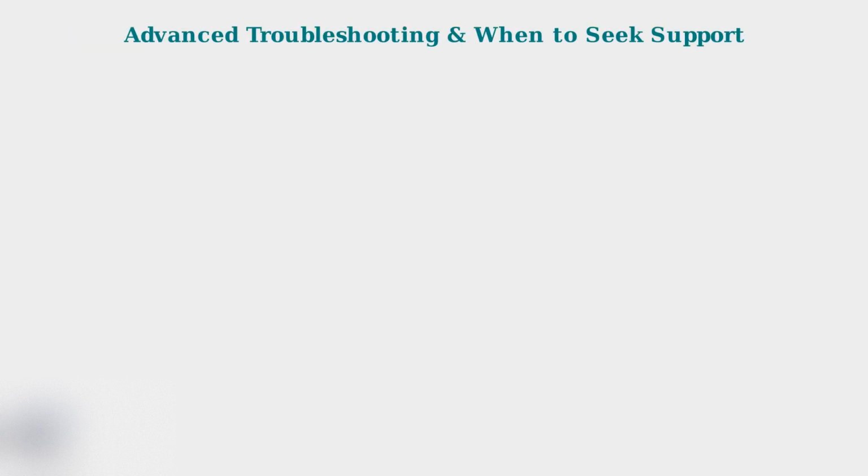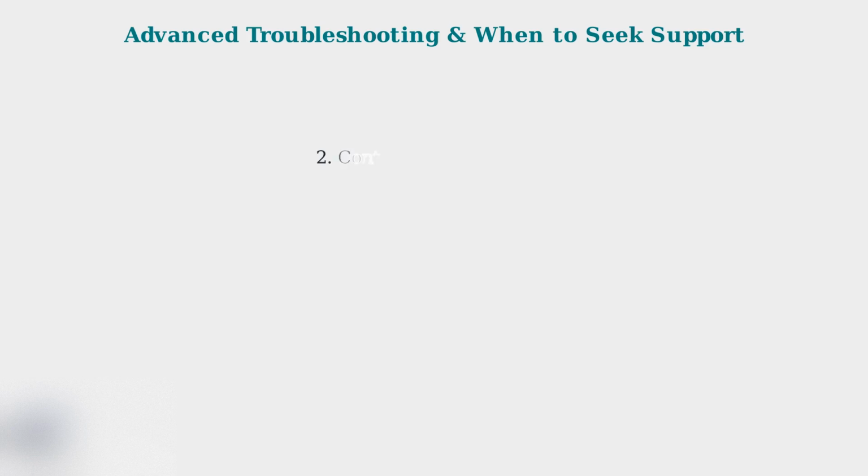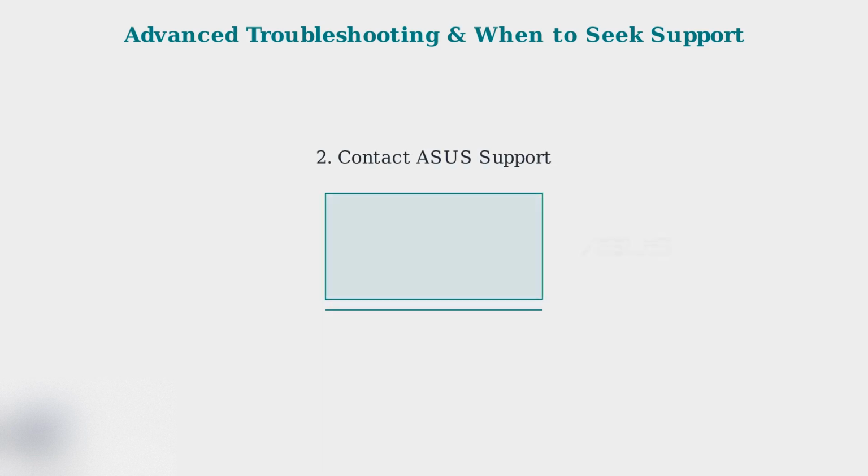If the previous steps haven't resolved your ASUS monitor microphone issues, here are some advanced troubleshooting options and when to seek professional support. First, try resetting your monitor to factory settings through the on-screen display menu. Access the OSD by pressing the menu button on your monitor, navigate to the Reset or Factory Settings option, and confirm the reset. As a last resort, contact ASUS support.